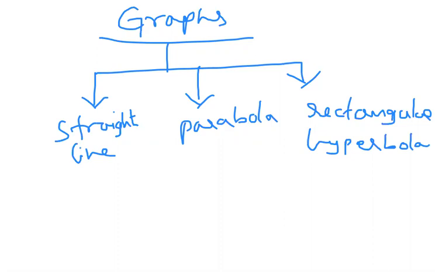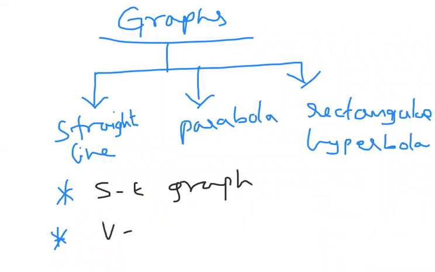Now in today's class, we are going to discuss mainly two things. One is the displacement time graph, and the other is the velocity time graph. So now we are going to discuss displacement time graphs and velocity time graphs.